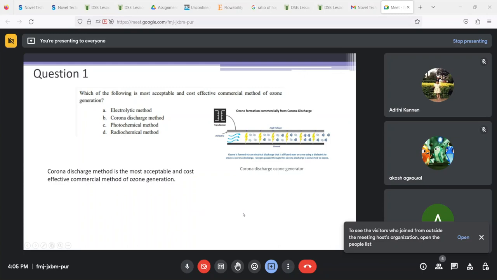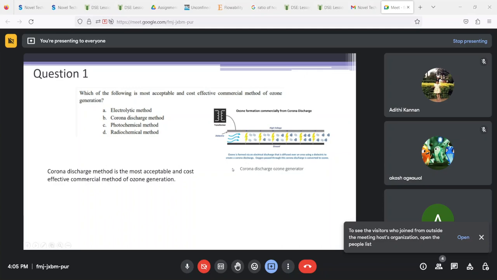So, just to give a small brief introduction to the corona discharge method. In a corona discharge method, you have two electrodes. One is the anode, the high voltage electrode, and the other one is the ground electrode. These electrodes are connected to a transformer that gives them an additional voltage. And between these electrodes, you have a dielectric, and between the dielectric and the ground electrode, pure, dust-free air is passed through the electrodes.